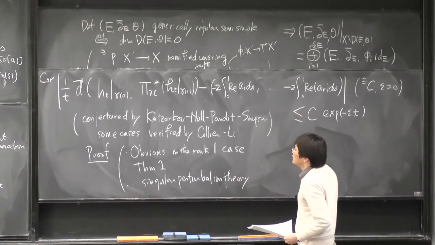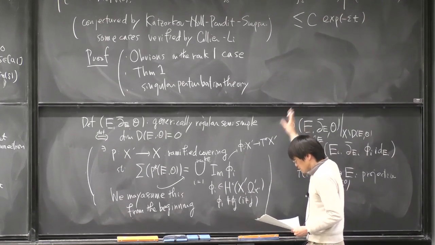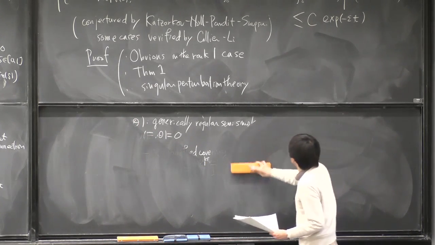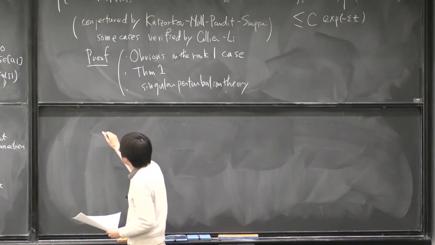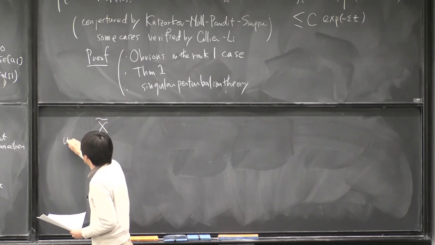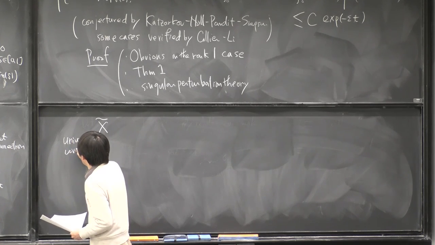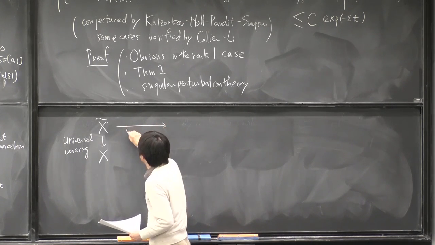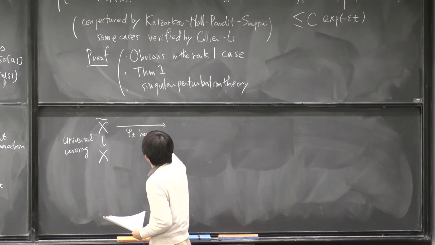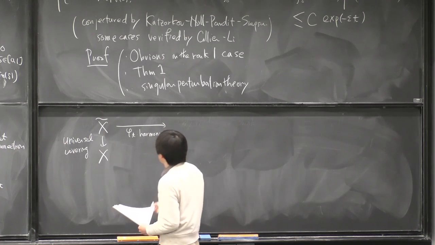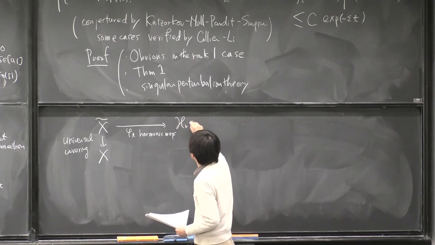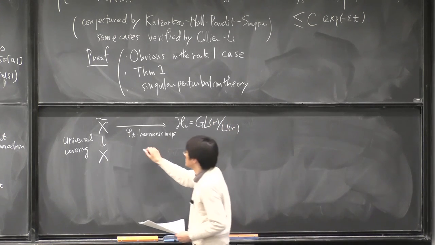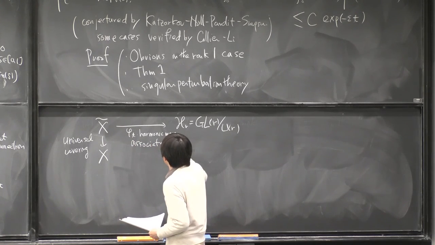So let me mention why this estimate was studied. That is a picture of Simpson. So we take the universal covering of X. Then we have the family of harmonic maps from X in the universal covering to the space of Hermitian metrics. So R is the rank of the vector bundle associated to the family of harmonic bundles.